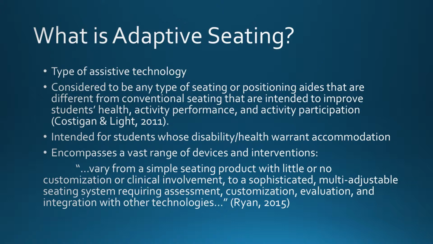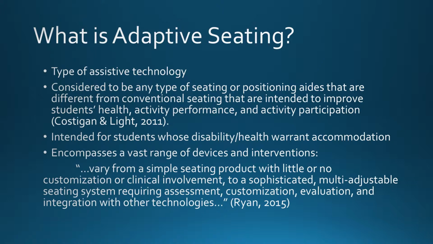And most often, adaptive seating is going to be intended for students whose disability or health warrant accommodation. So in that sense, students who have a disability will often have health issues related to that disability that warrant a different type of seating, and that's where adaptive seating comes in. It's an accommodation to help them thrive better in the classroom or at home through the way that they're sitting or positioned.